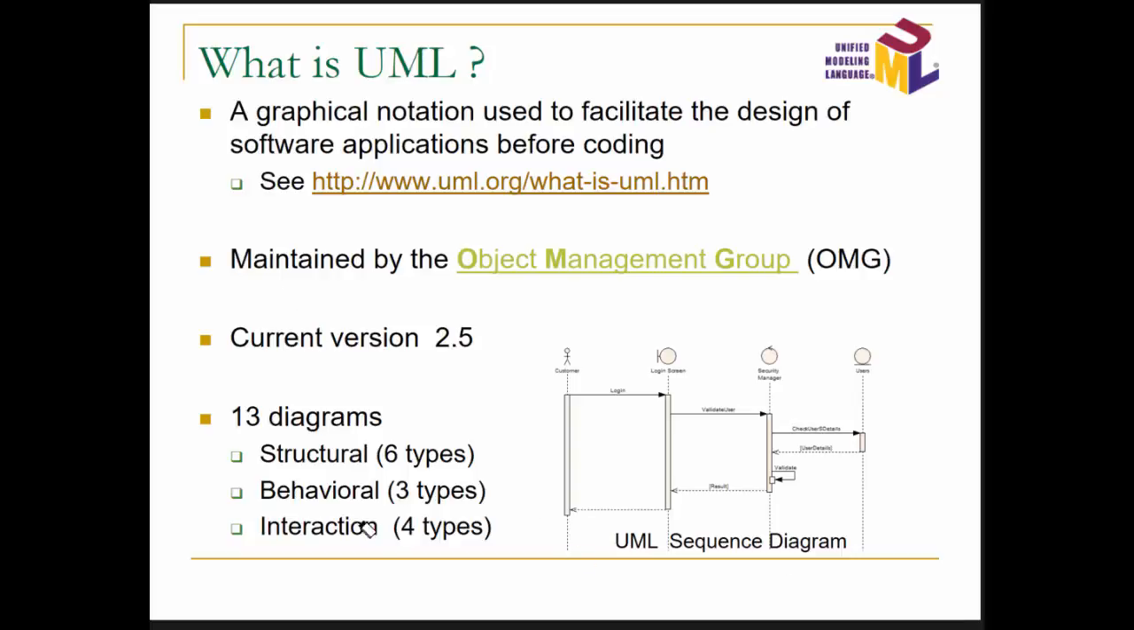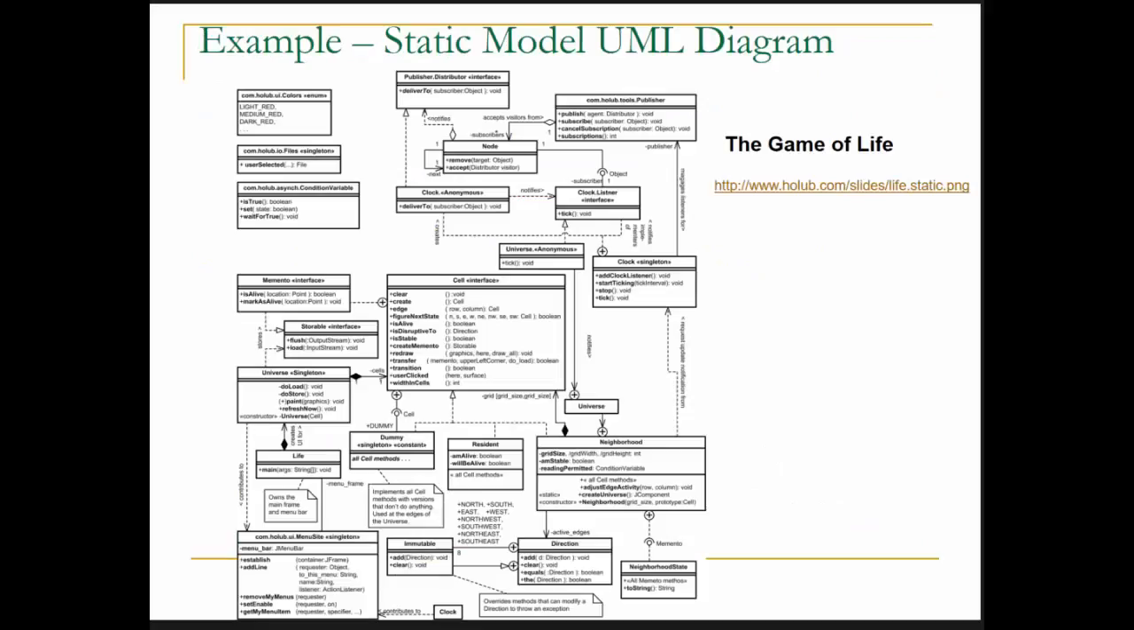Here's an example of one of the diagrams. This is one of the interaction diagram types, and this is a UML sequence diagram. To show you a little bit more extensive example, and admittedly this is a pretty complicated example, this is a fairly complicated UML diagram. This is one of the structure diagrams. This is actually a class diagram. Each of these boxes represents a software class or a software interface.